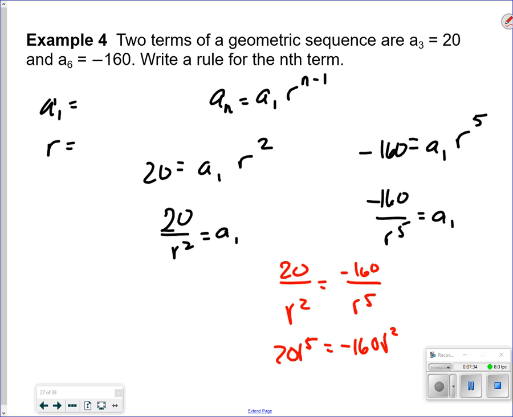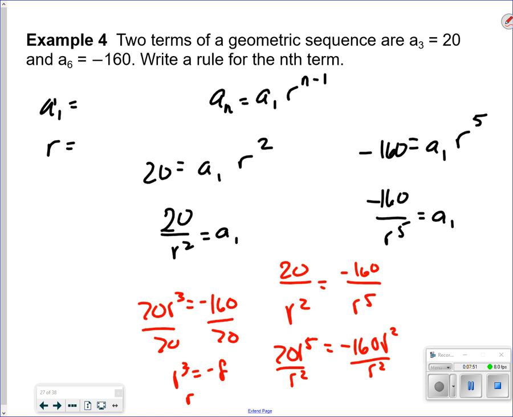Now here's what I would recommend. Always divide by the smaller one. So I'm going to divide both sides by r to the second. So I have 20 r to the third equals negative 160. Divide by 20. So r to the third equals negative 8. Take the cube root of both sides, so r must be negative 2. Plug negative 2 back in.